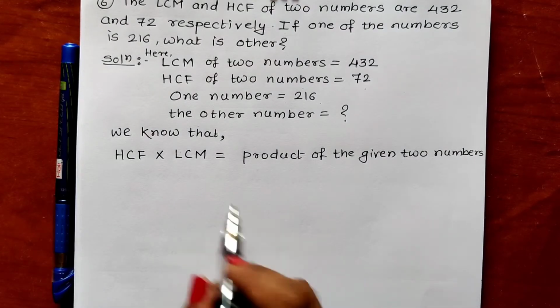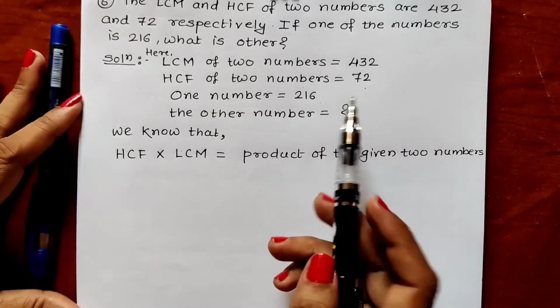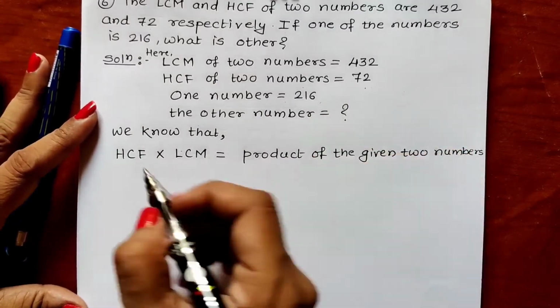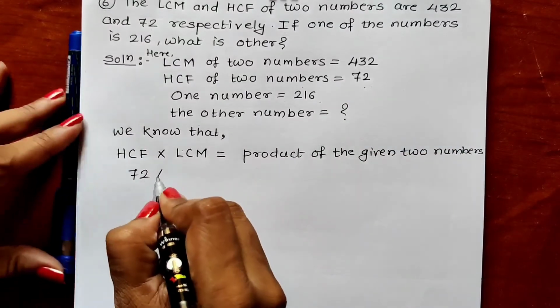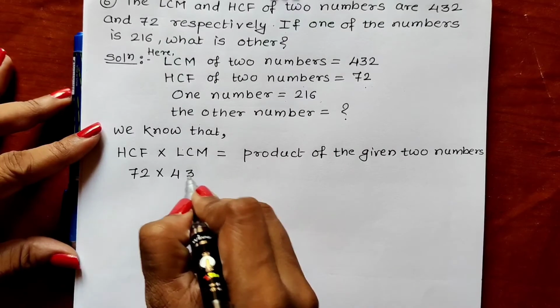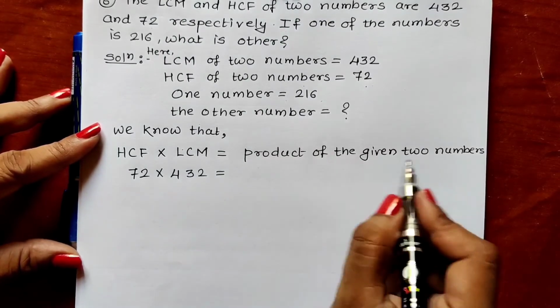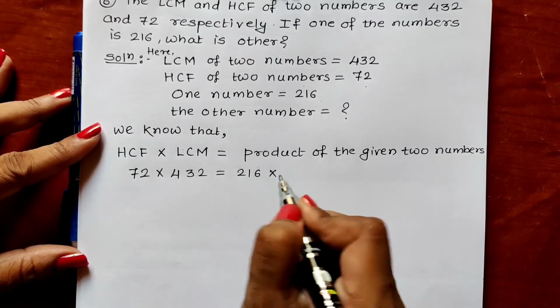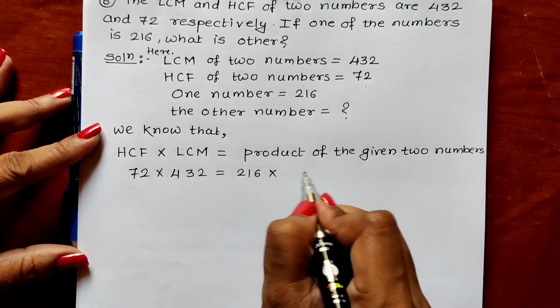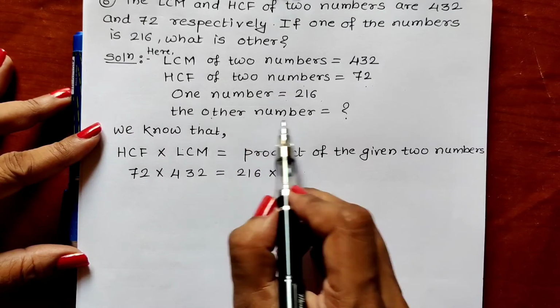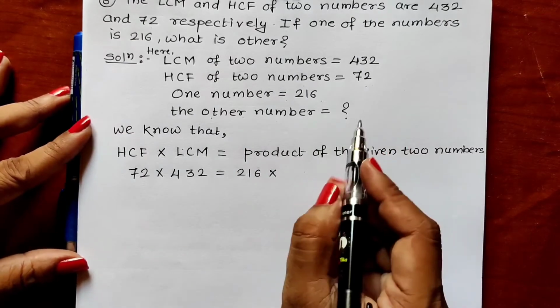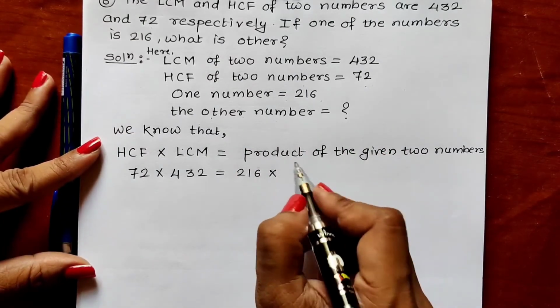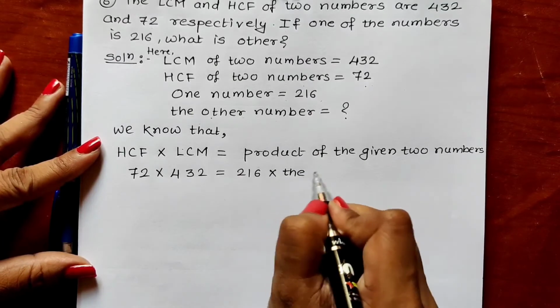So we will put the values. We all know HCF is 72, LCM is 432. Product of the given two numbers. One number is given which is 216. We have to find the other number. So we write the other number, or in place of the other number you can write X also, Y also, any variable you can write. I will be writing the other number.